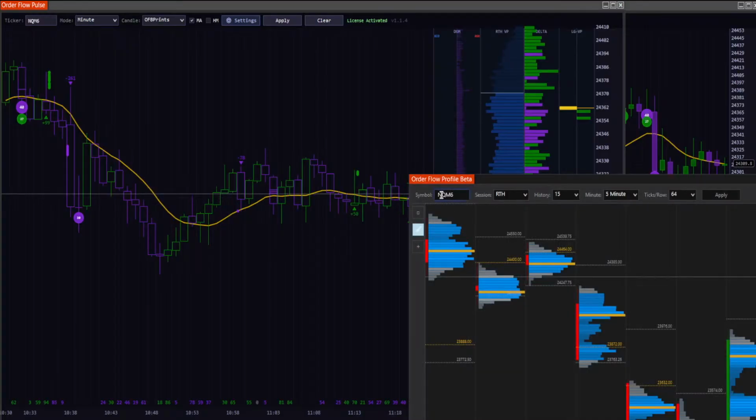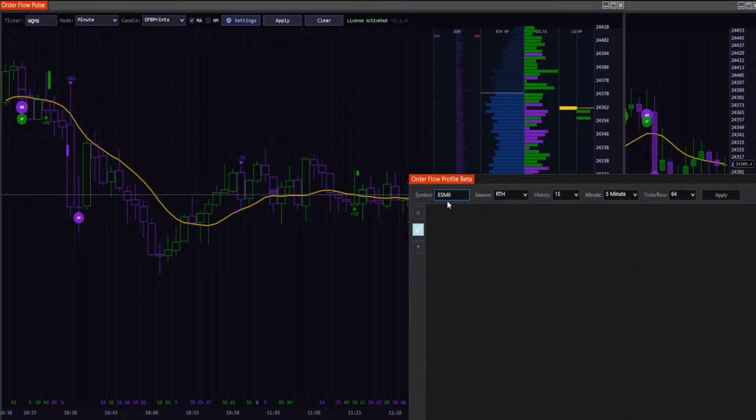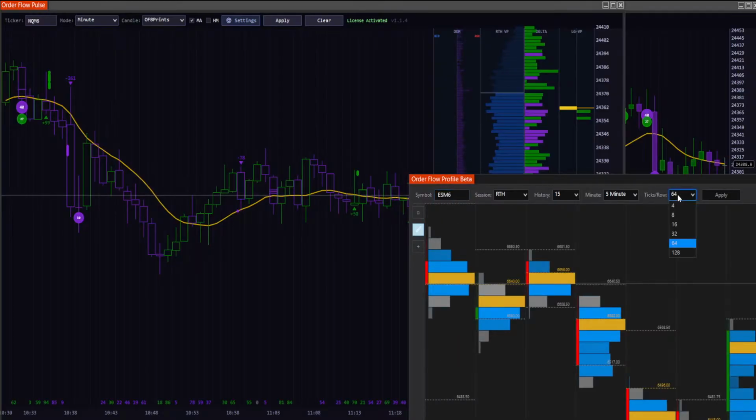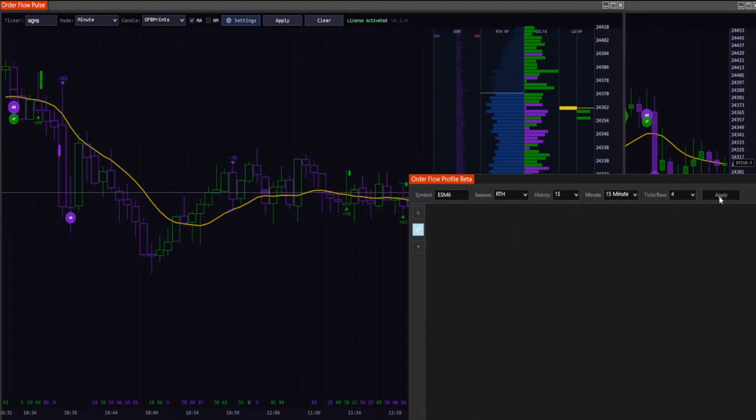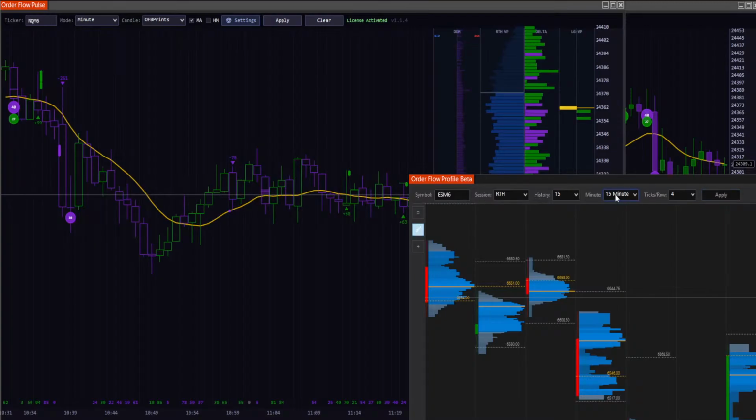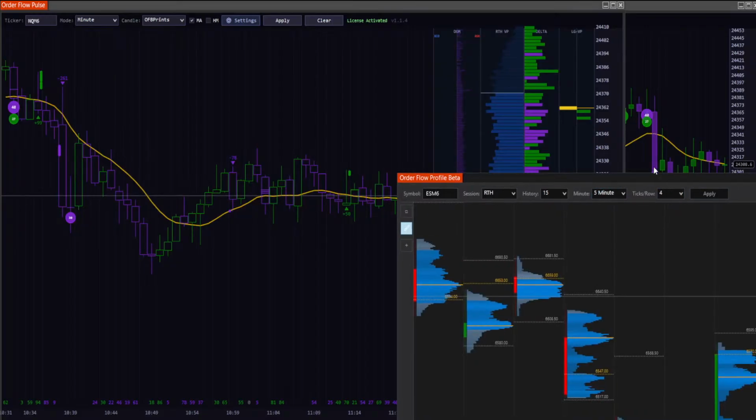Let's go take a look at the ES. Let's see what the ES is doing. Whoops, can't be doing that. ES is thickly traded there, my friend. I need to redo that. I need to make a note of that.